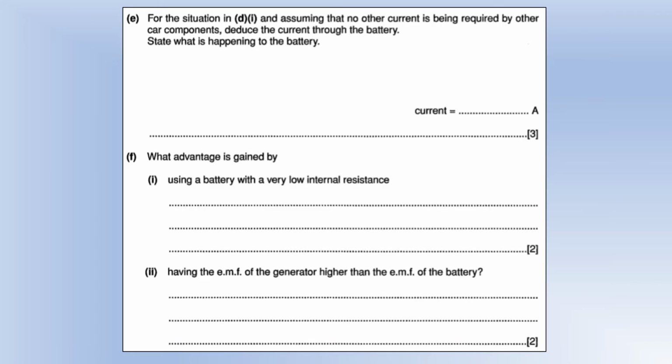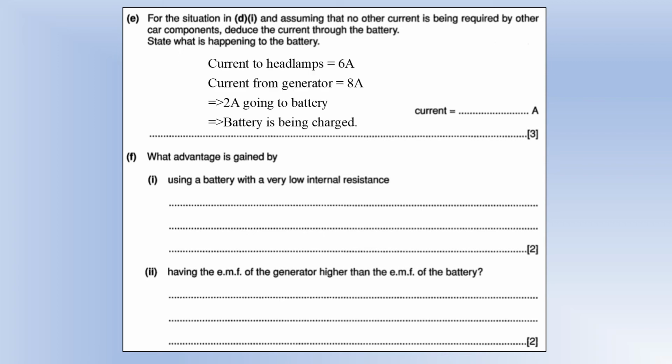Okay, so for the situation we had, assuming that no other current is being required by other car components, deduce the current through the battery and state what is happening to the battery. Well, we've got 2 headlamps, so the current to the headlamps is going to be 6 amps. But we already know that to give the 12 volt potential difference, the current from the generator is 6 amps, which means 2 amps must be going into the battery, which means the battery is being charged, which is what is happening most of the time when a car is traveling.